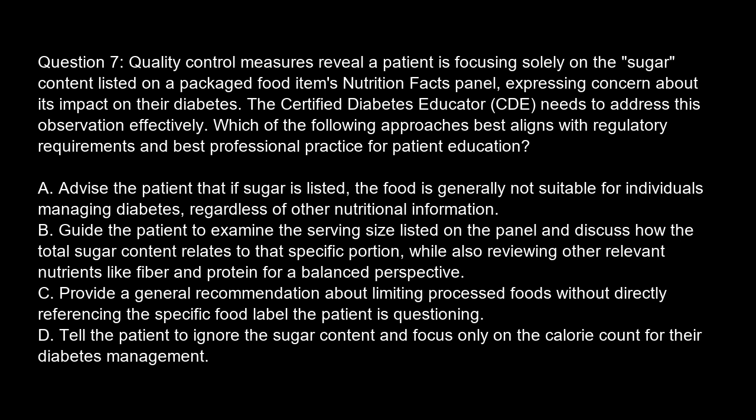Option A. Advise the patient that if sugar is listed, the food is generally not suitable for individuals managing diabetes, regardless of other nutritional information. Option B. Guide the patient to examine the serving size listed on the panel and discuss how the total sugar content relates to that specific portion, while also reviewing other relevant nutrients like fiber and protein for a balanced perspective. Option C. Provide a general recommendation about limiting processed foods without directly referencing the specific food label the patient is questioning. Option D. Tell the patient to ignore the sugar content and focus only on the calorie count for their diabetes management.